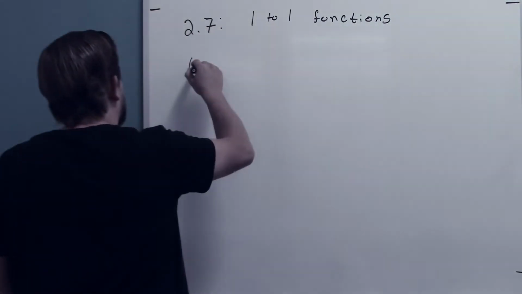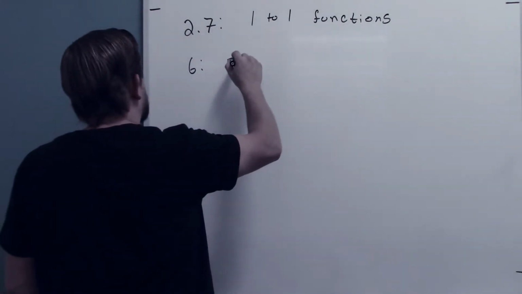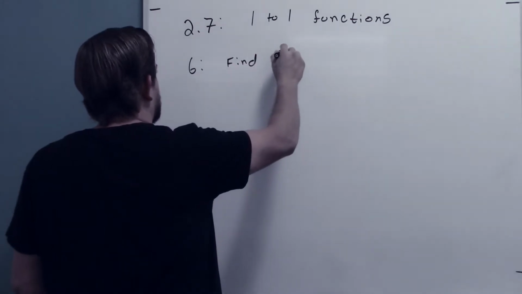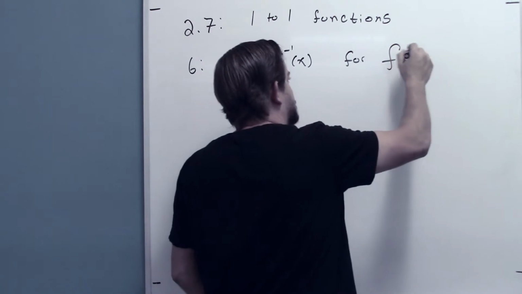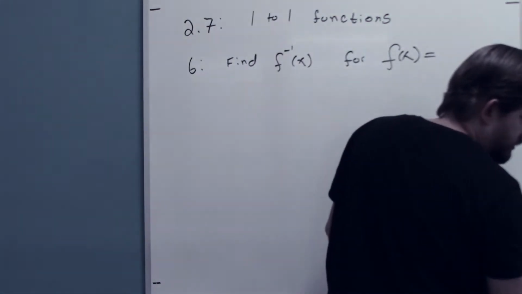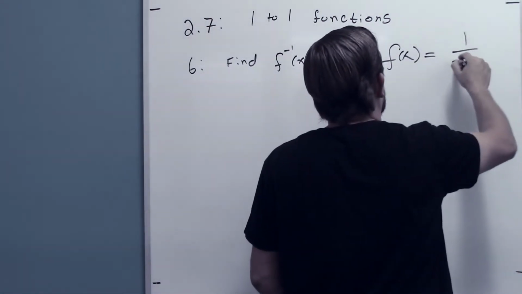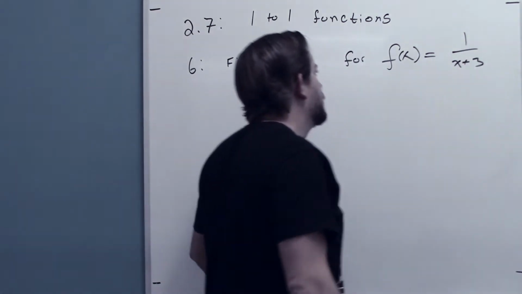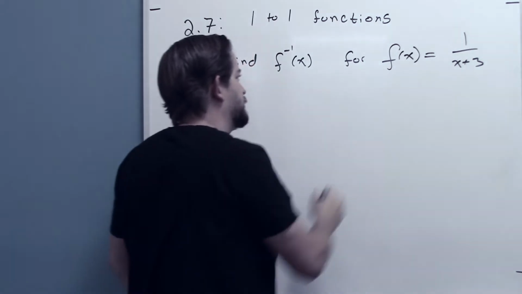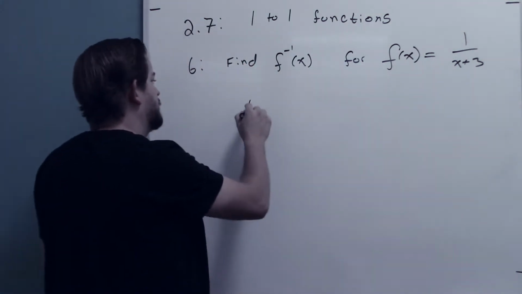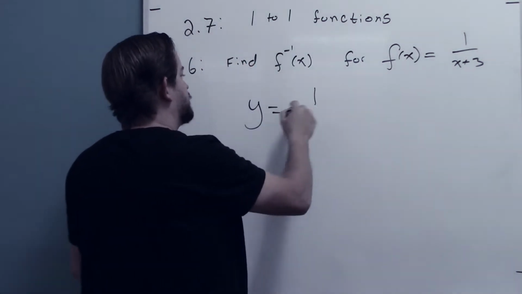So we're asked to find the inverse, or f inverse of x, for the function f of x equals 1 over x plus 3. Okay. So the first thing that I would do is to rewrite this. It's in function notation. I would write it just with a y. So y equals 1 over x plus 3. Right?